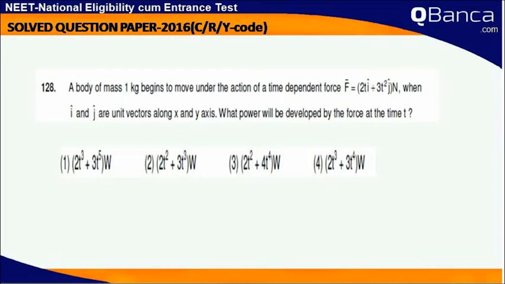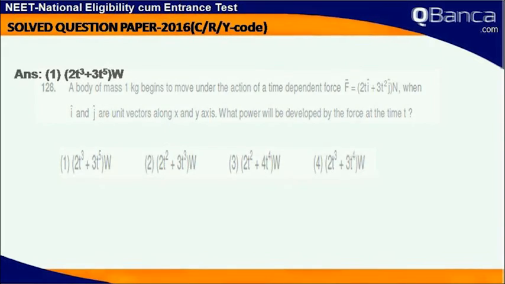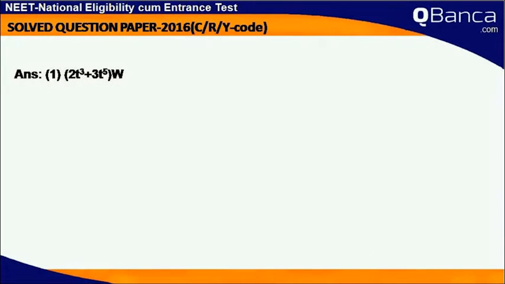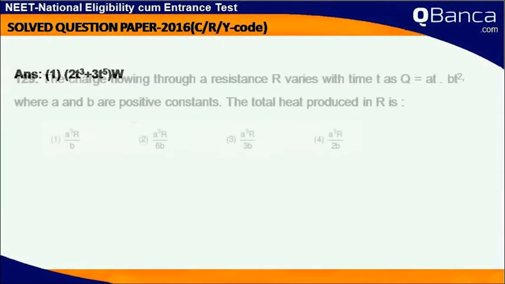A body of mass 1 kg begins to move under the action of a time dependent force F equal to (2t i plus 3t square j) N, where i and j are the unit vectors along x and y axis. What power will be developed by the force at time t? Answer: 2t cube plus 3t power 5 in W.